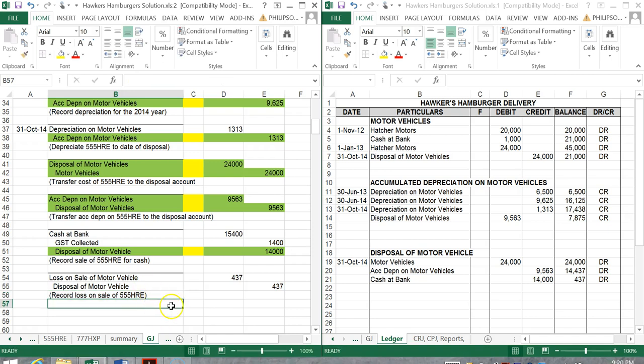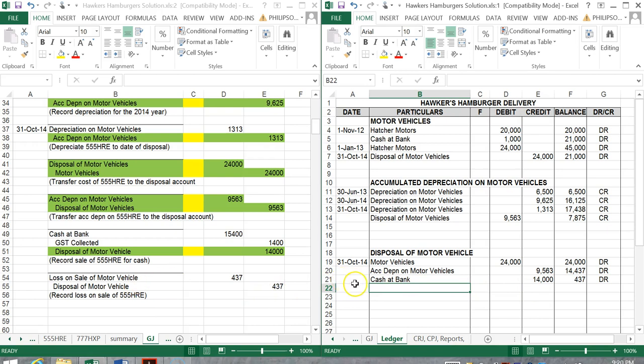Okay, we'll post this journal entry to the ledger just quickly. So 437 credit, and our particulars are loss on sale.